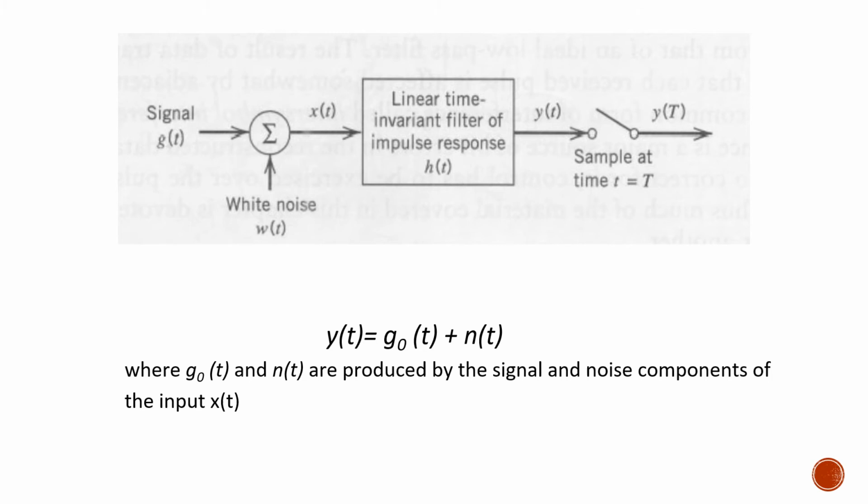As the filter used here is linear, the output y of t is given by the expression given below. Here in the expression, g naught of t corresponds to the signal component of input x of t and n of t corresponds to the noise of x of t. So for a match filter to work properly, it needs to find an optimum manner to find the signal g of t in the received signal. Here in this case the received signal is x of t.